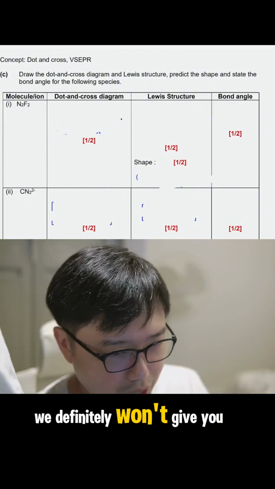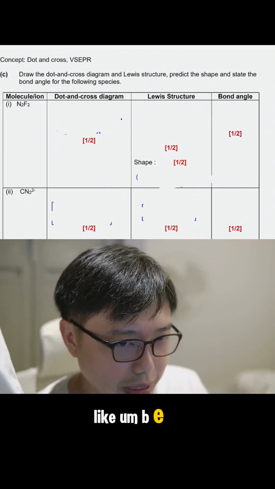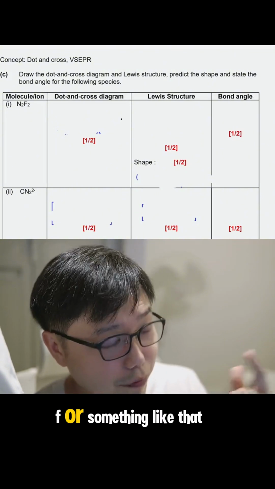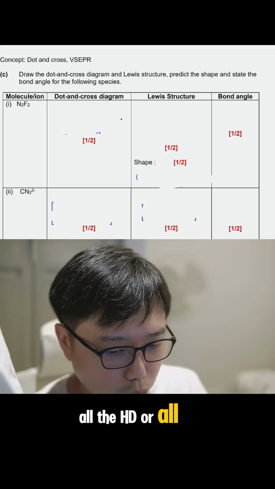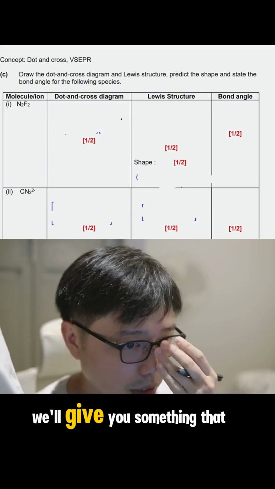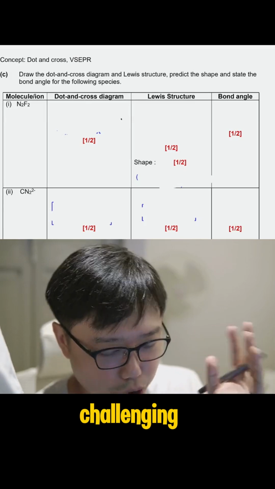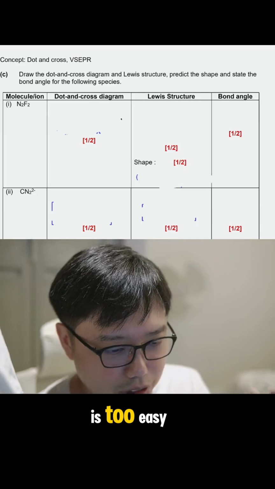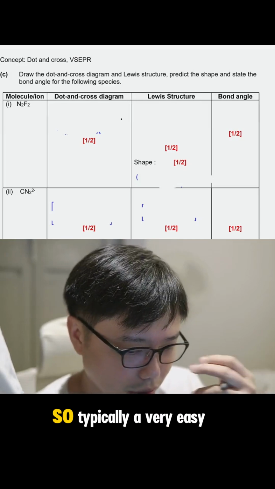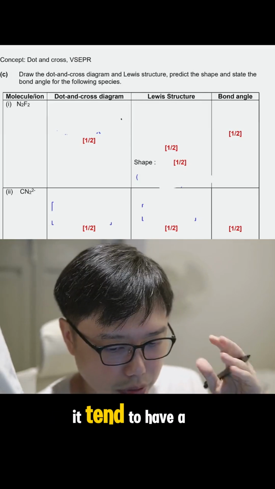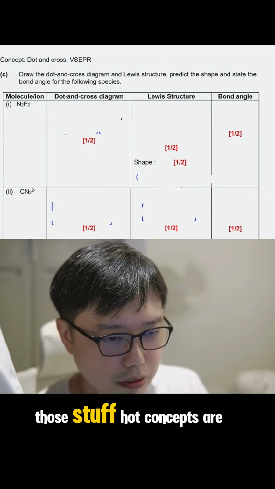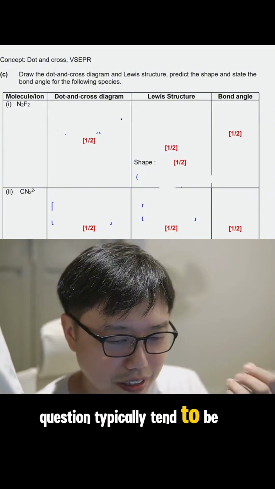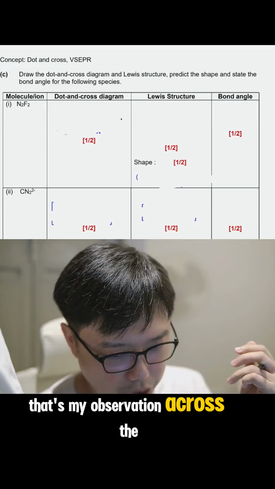Okay, we definitely won't give you something like BF4, or all the H2O, all the normal molecules. We won't give you that. We'll give you something a bit more challenging so that you guys have a challenge. If not, the dot and cross is too easy to score. So typically a very easy concept tends to have a very hard question, and those hard concepts tend to have very easy questions. That's my observation across the years.